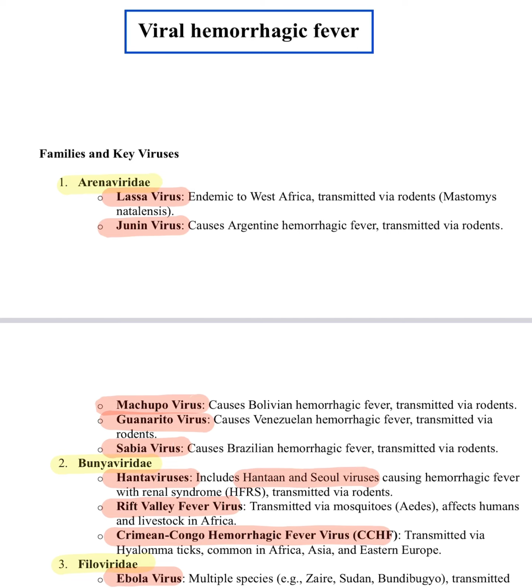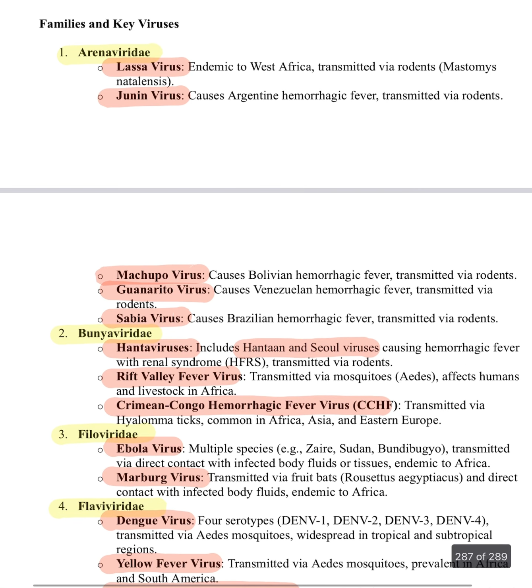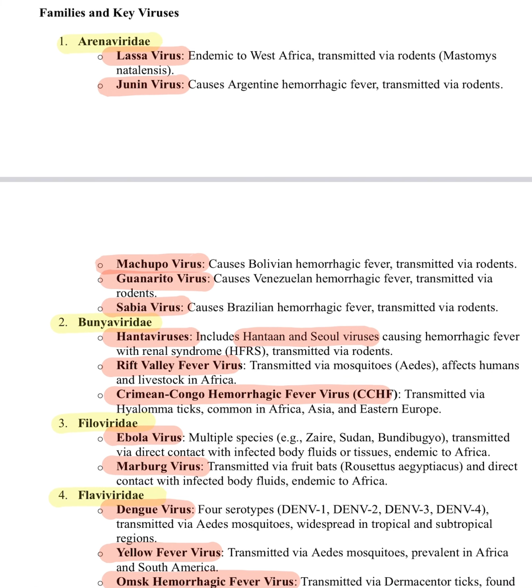Let us now discuss viral hemorrhagic fever. First, we'll see the causes of it. Families like Arenaviridae, first one. In that, Lassa virus, Junin virus, Machupo virus, Guanarito virus, and Sabia virus. Lassa virus is endemic to West Africa and it is transmitted by rodents. Most of the Arenaviridae viruses are transmitted via rodents only.